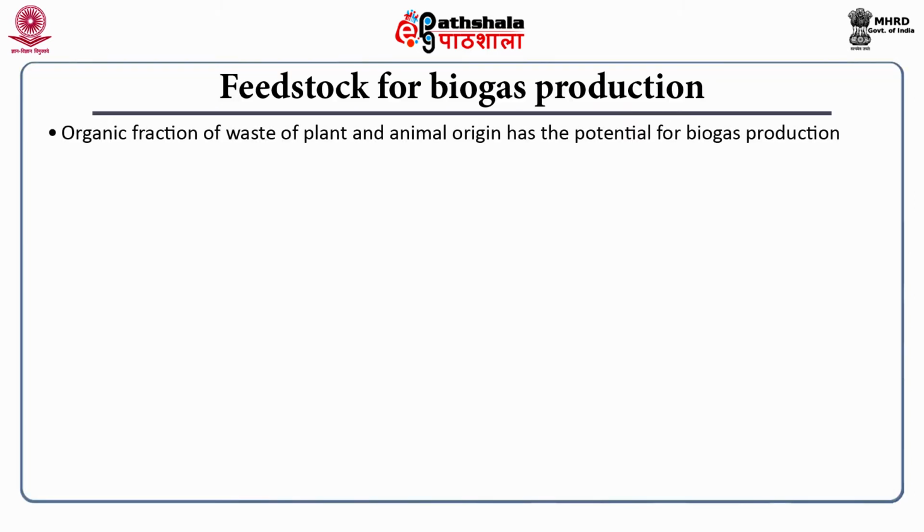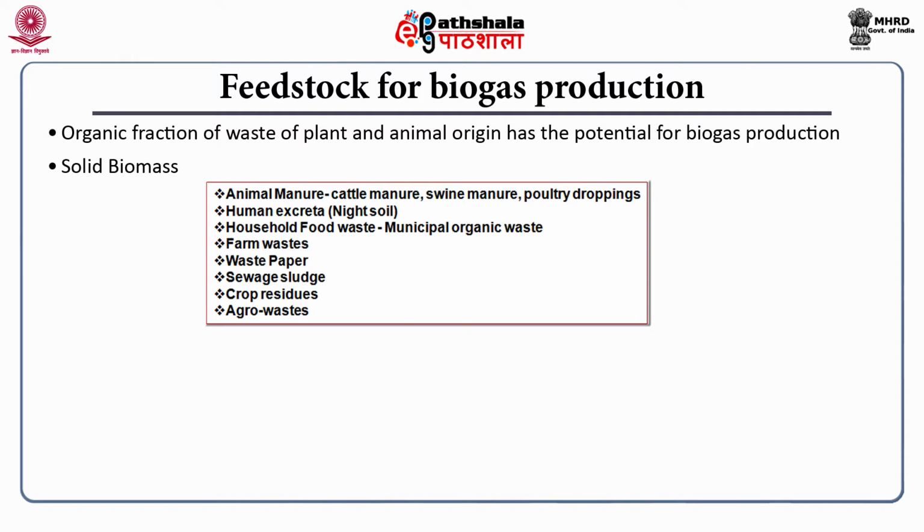The organic fraction of waste of plant and animal origin has the potential for biogas production. Solid biomass like animal manure, including cattle manure, swine manure, poultry droppings, even human excreta, known as night soil, and household food waste or municipal organic waste, farm waste paper, sewage sludge, crop residues, and agro waste are other solid biomass which can be used for biogas production.